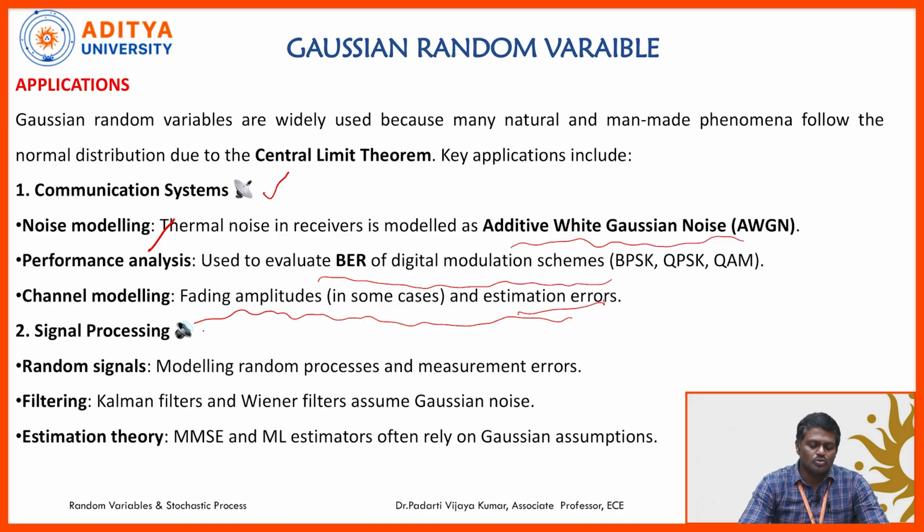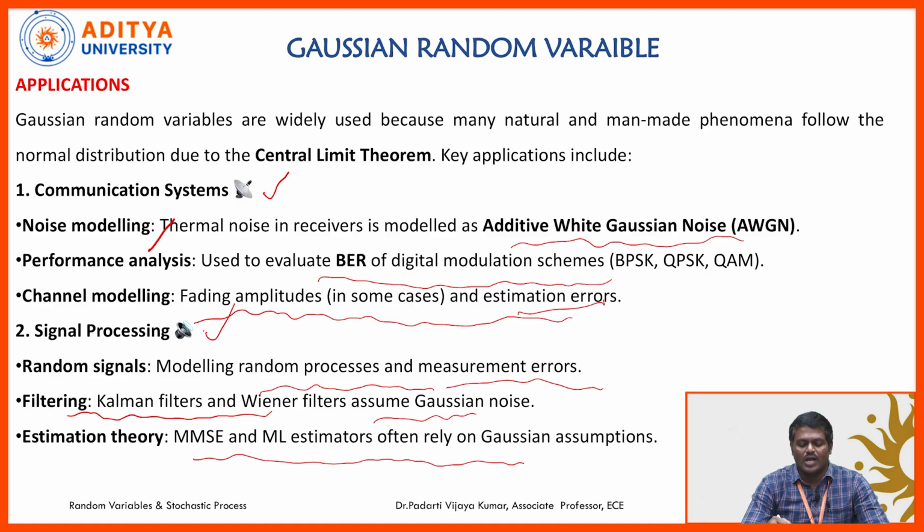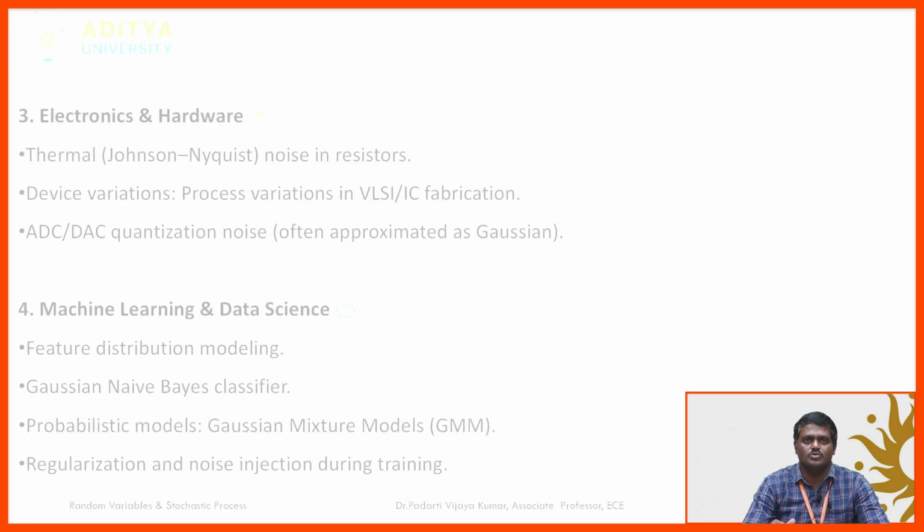And similarly, we use it in signal processing also. Random signals and the generation of random signals follow the Gaussian function, and errors also follow the Gaussian function. It is also used in filtering applications. Kalman and Wiener filters assume Gaussian noise as the default noise while doing the filtering operations. And also in estimation theory, the calculation of MMSE and ML estimations often relies on Gaussian concepts.